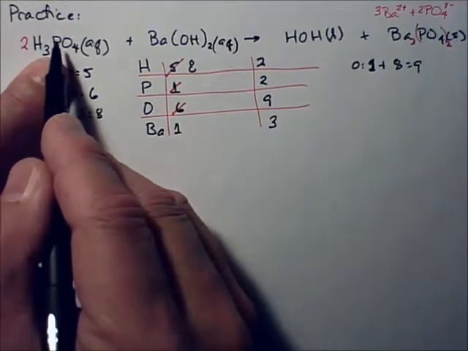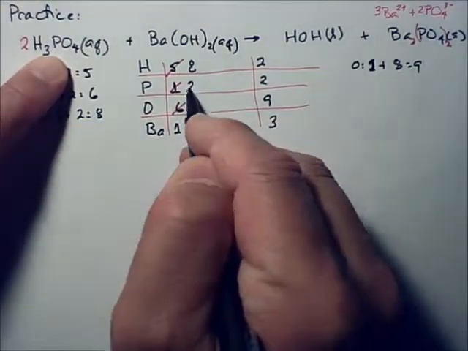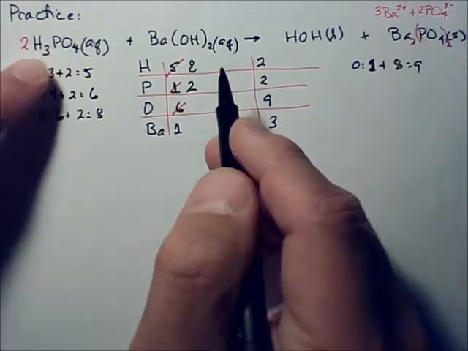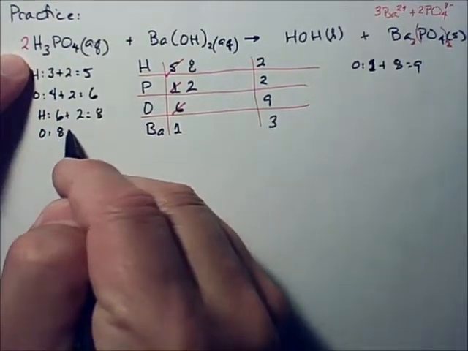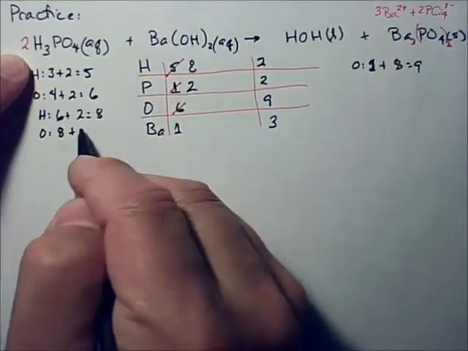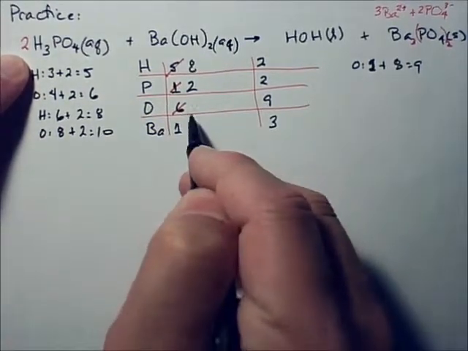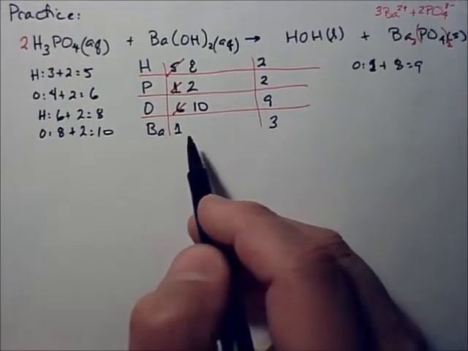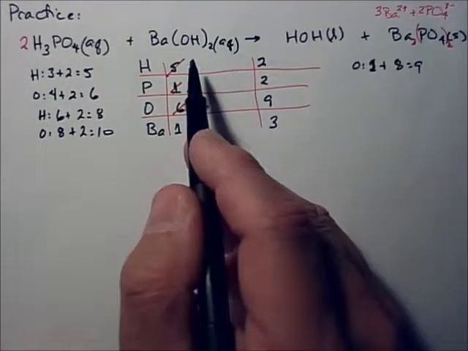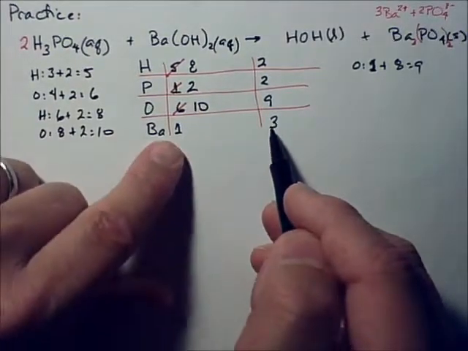This coefficient 2 applies to everything in the formula, so I've got 2 phosphoruses balancing those out. I now have 2 times 4 or 8 oxygens here, plus the 2 over here. So I've got 10 oxygens. Okay? Alright, so I've got the phosphoruses balanced. I'm going to save oxygen for last and hydrogen next to last. I need to balance barium next.